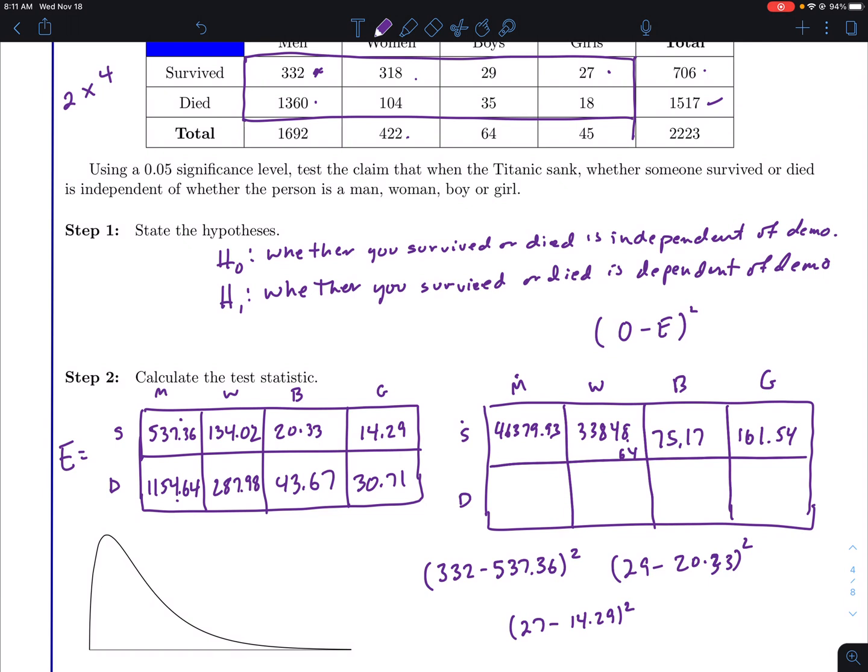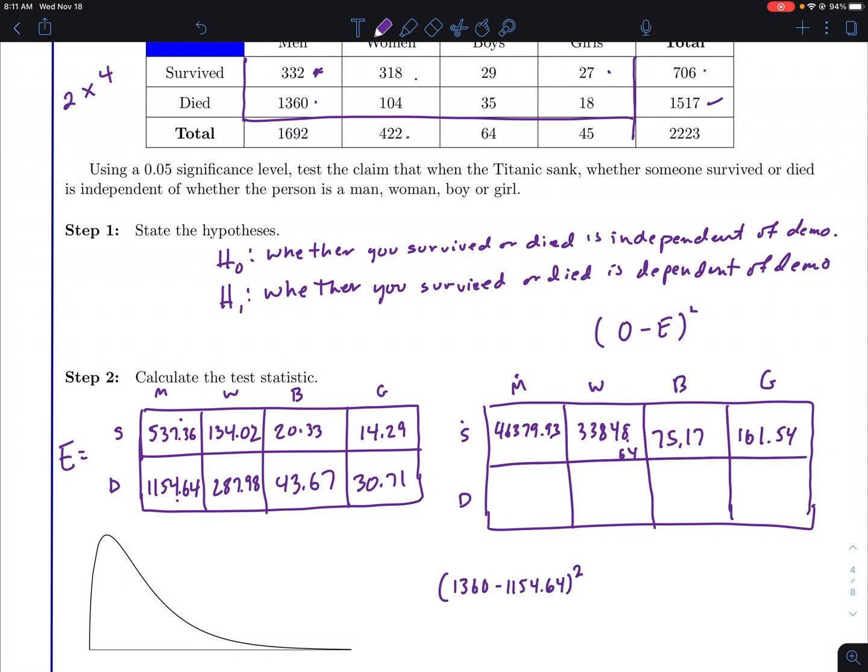In this case, let me erase this a little bit here, since I'm running out of room. For the very first position for men, we're going to do 1360 minus 1154.64 squared. So 1360 minus 1154.64 squared gives us 42172.73.